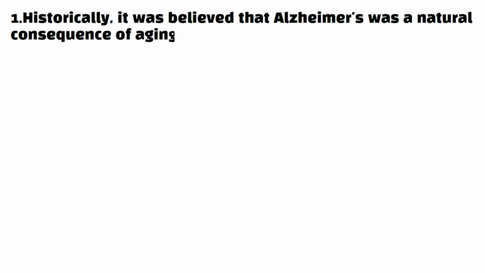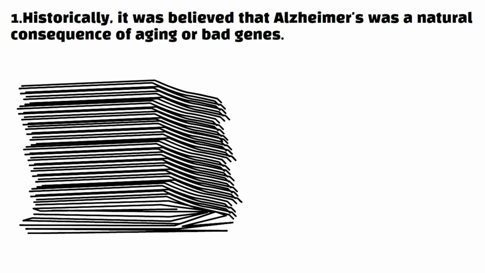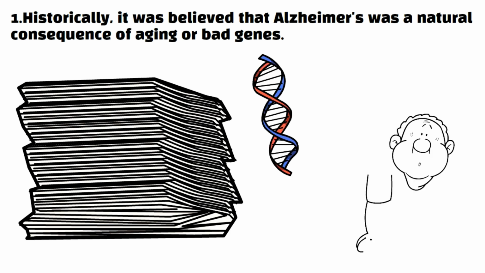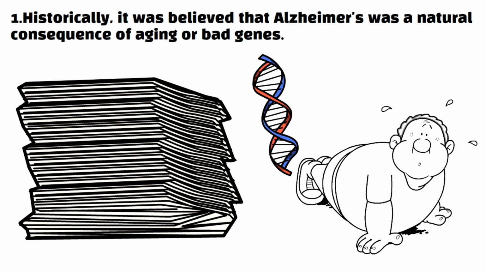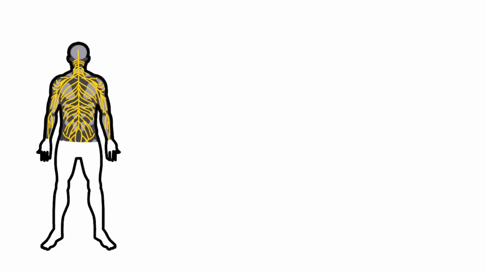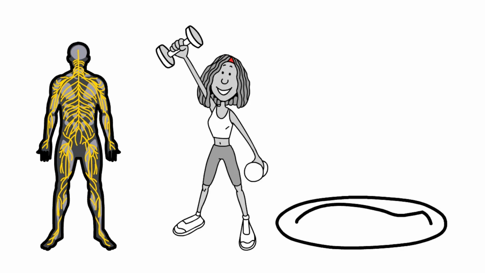1. Historically, it was believed that Alzheimer's was a natural consequence of aging or bad genes. However, recent research has shown that less than 1% of cases are caused by genetics, while the majority are linked to lifestyle choices. Many other diseases are also linked to unhealthy lifestyles. Therefore, it's important to keep your neurons healthy and to engage in physical and mental activities. But the most crucial factor is maintaining a healthy diet.